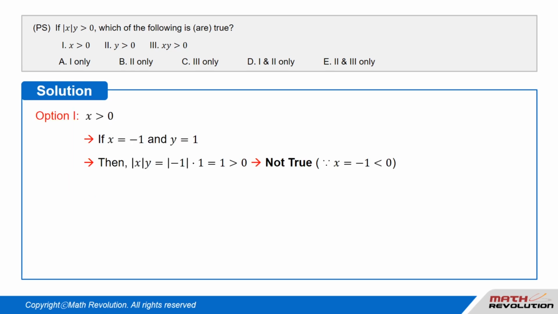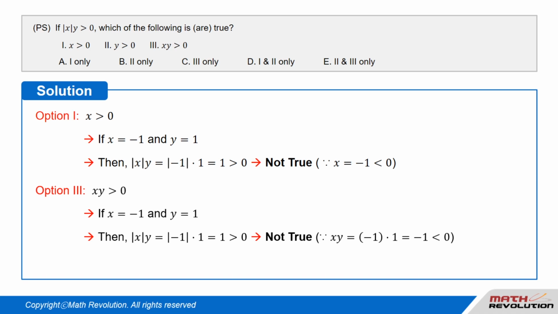Option 1. x is greater than 0. Let x equal -1 and y equal 1. Then the absolute value of x times y equals the absolute value of -1 times 1. That equals 1, which is greater than 0. However, x equals -1, which is less than 0. Thus, option 1 is not true.